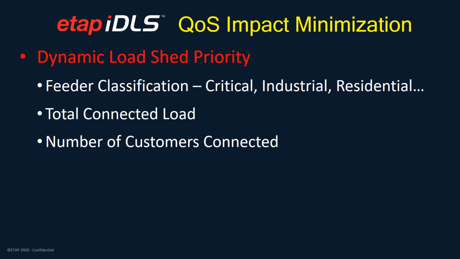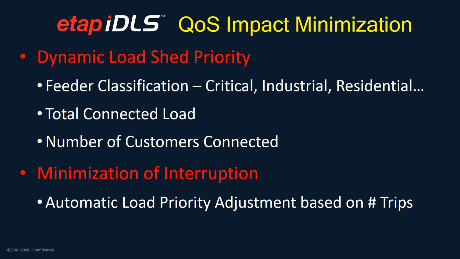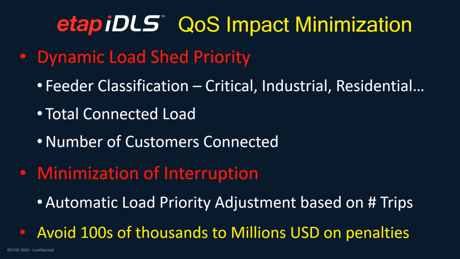This is important when deciding the priority of feeders in the case that a large number of loads need to be dropped. As load shed conditions happen, the iDLS tracks a number of trips that a particular load shed point, feeder or loads are dropped. It provides a dynamic priority algorithm that prevents a single customer or group of customers to be dropped all the time. Priorities are dynamically updated based on such an algorithm. This functionality saves hundreds of thousands to millions of dollars on penalties due to low reliability or poor quality of service.